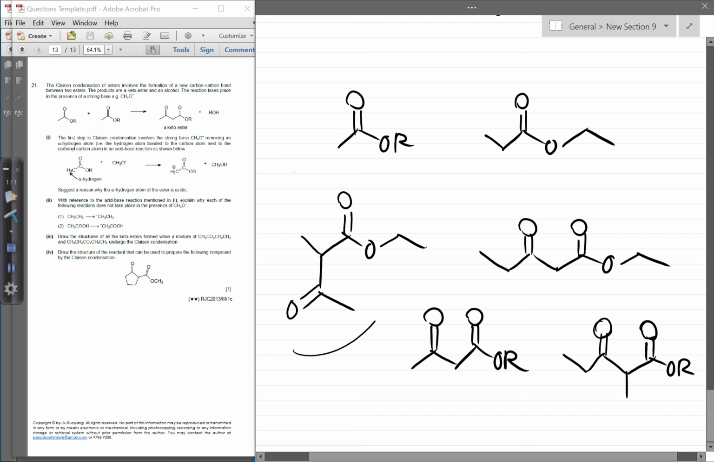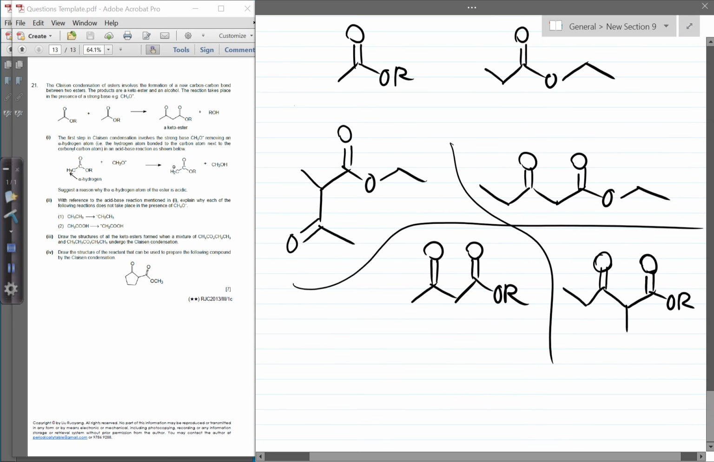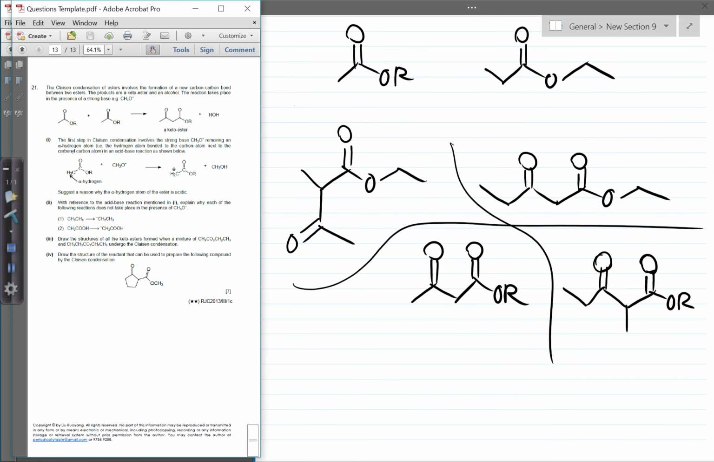Again, you can just follow the same pattern finding approach. And you have 4 products. Okay, so you can go back and try. And 21, part 4.